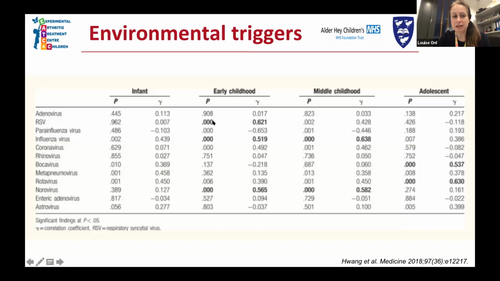And in particular, the younger children had viruses that we commonly see, such as HSV and influenza, whereas the older children had viruses such as rotavirus or bocavirus. And so even within childhood populations, we may be seeing different triggers depending on the age of presentation.